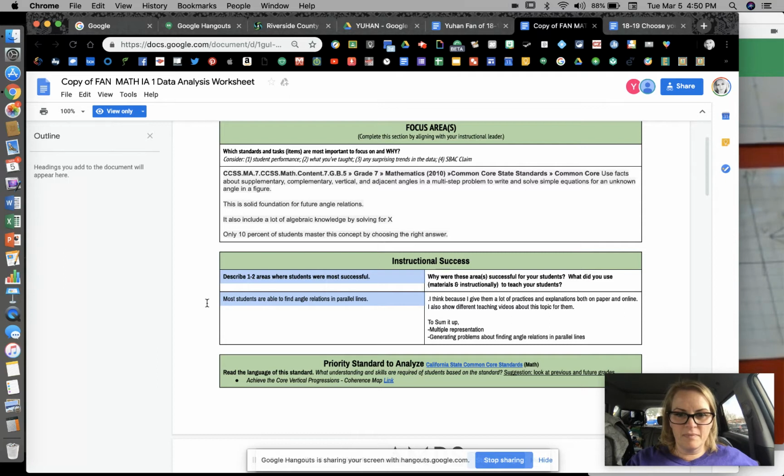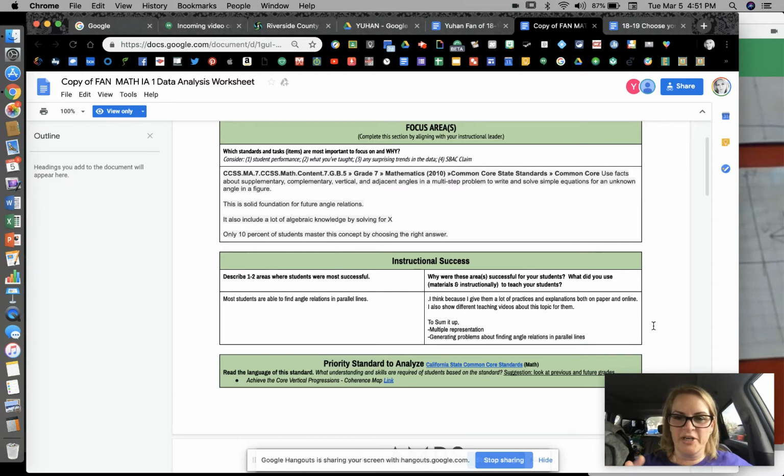I gave them a lot of practice, explanations, both on paper and online. I also showed different teaching videos on the topic for them. To sum it up, I think I used multiple representations. Also, I generated problems on the angle relations in parallel lines. Okay, just because it was a little hard to hear you, I was highlighting what you were saying. So you were explaining that this was the 7th grade standard here in the geometry unit. Yeah. And the students were most successful in 2 areas, and that was angle relationships with parallel lines.